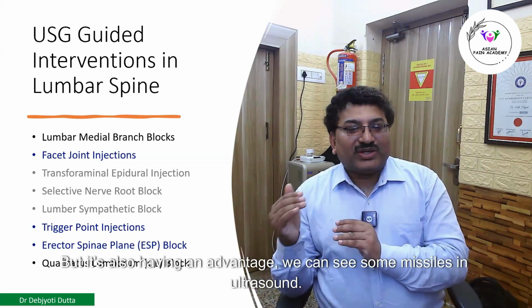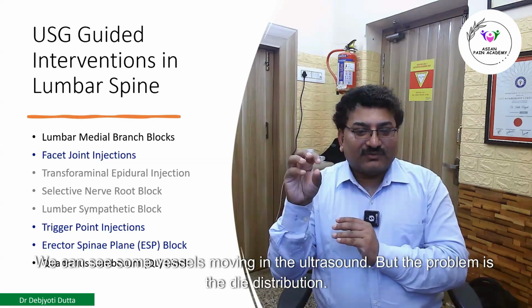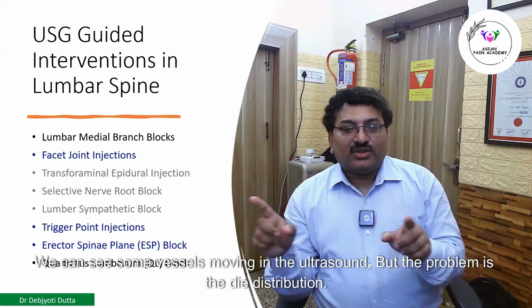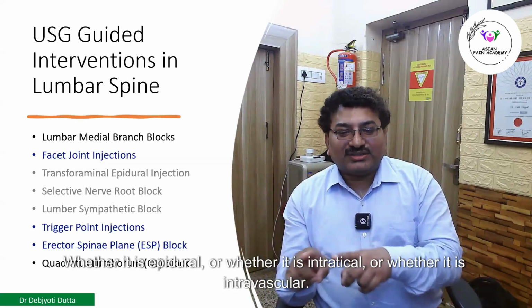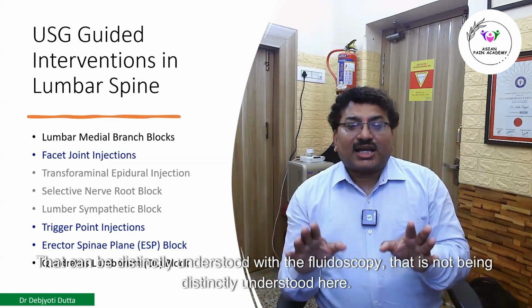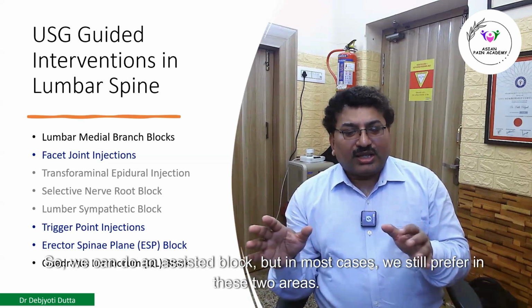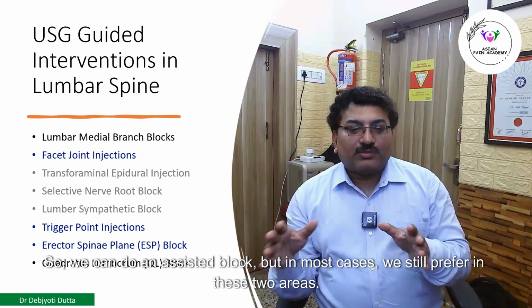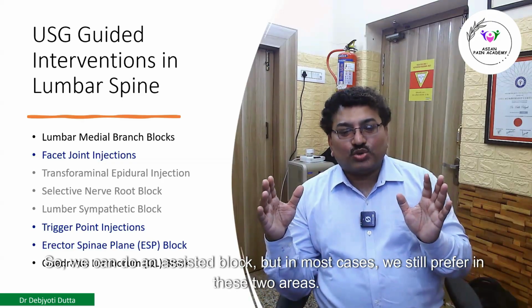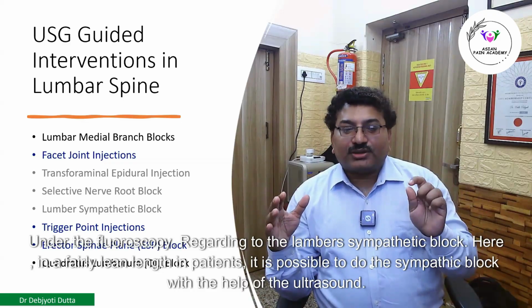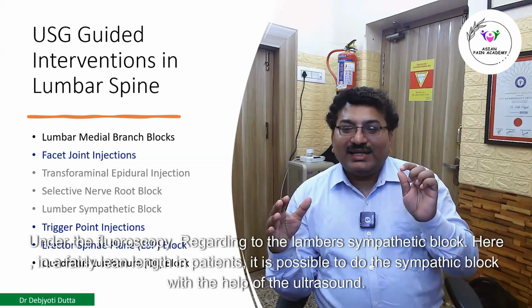But it also has an advantage. We can see some vessels moving in the ultrasound. But the problem is the dye distribution, whether it is epidural, intrathecal or intravascular, which can be distinctly understood with fluoroscopy. That is not distinctly understood here. So we can do an assisted block, but in most cases, we still prefer fluoroscopy in these two areas.